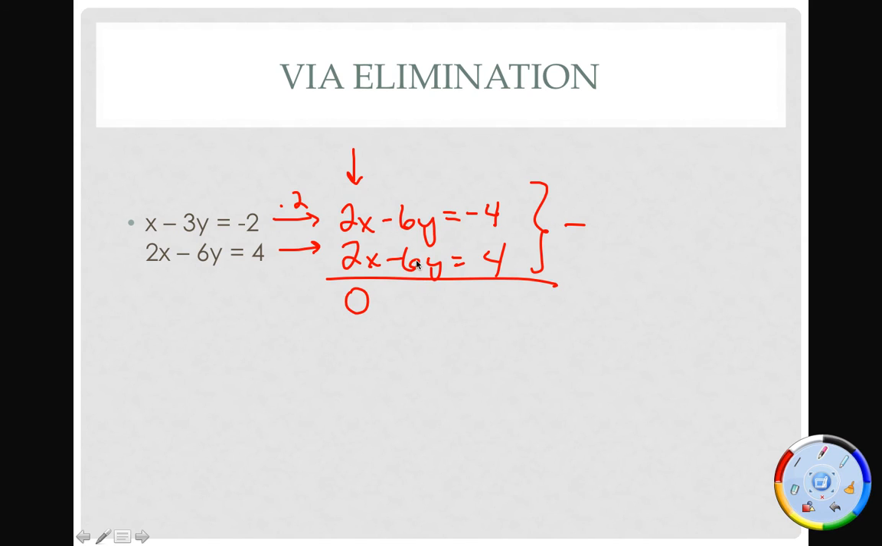Negative 6y minus a negative 6y, oh, well, that's 0 as well. And then here I get negative 4 minus 4 is negative 8. You guys got to stop saying that's 0 because it's not. So what this is saying is 0 equals negative 8.